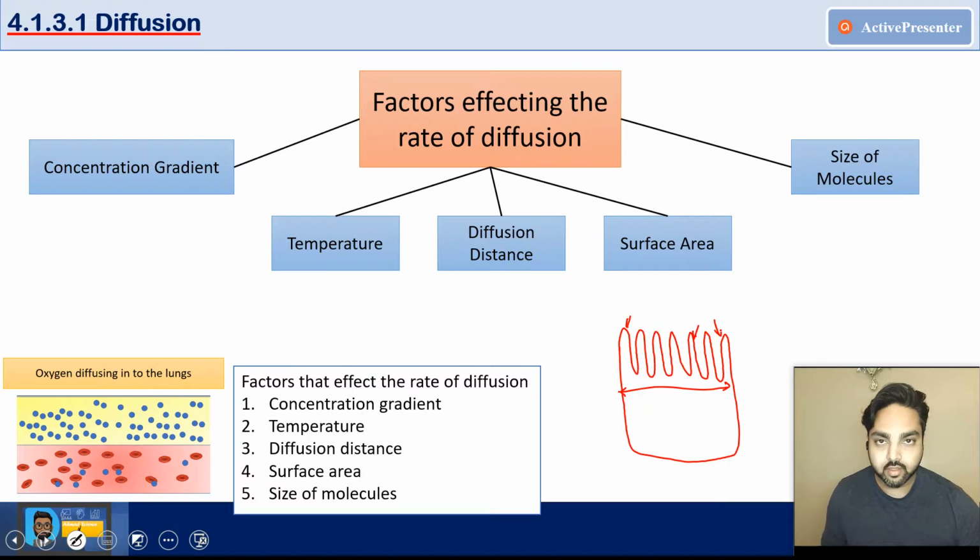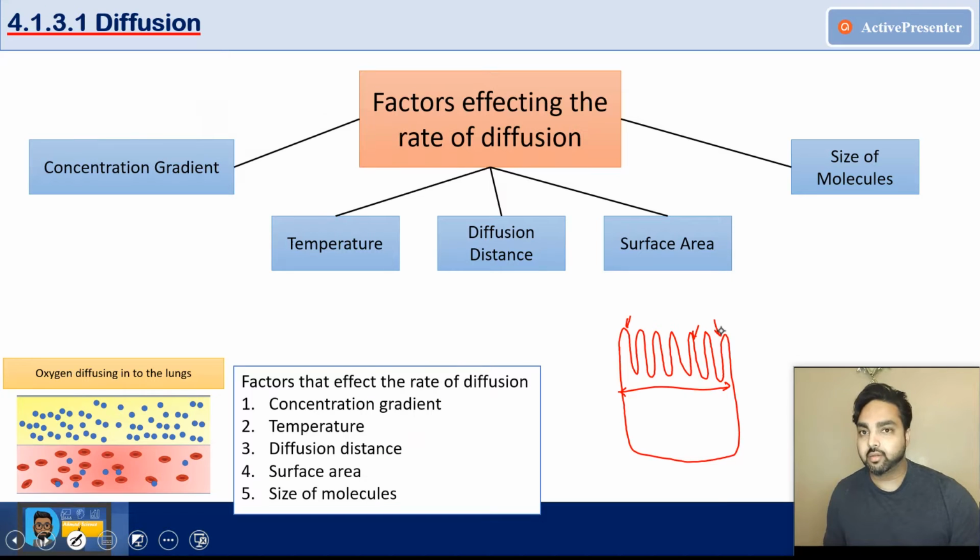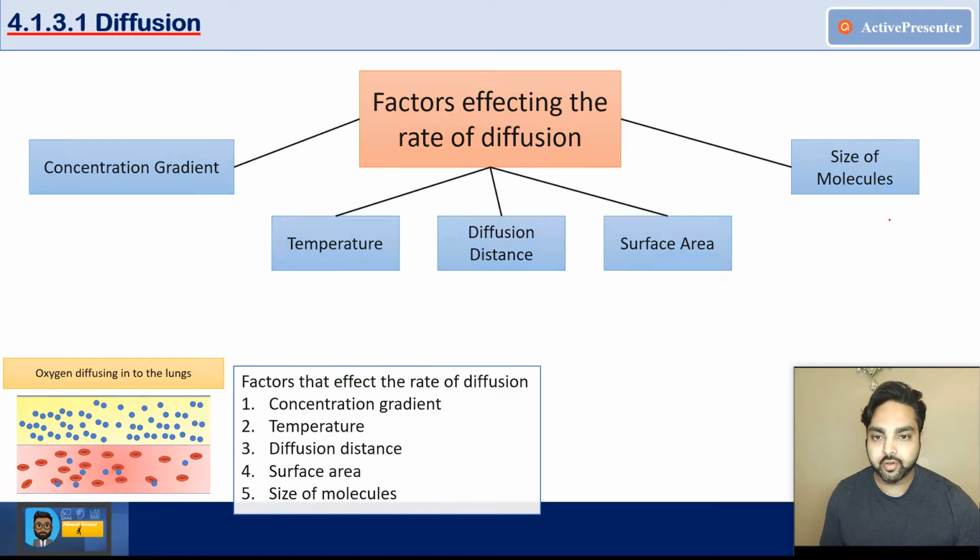And then finally, the size of the molecules. Obviously, the smaller the molecule, the faster the rate of diffusion. The larger the molecule, the slower the rate of diffusion. If you think about molecules like oxygen and glucose, small molecules, they will diffuse across the cell membrane quite easily. So you need to remember five factors that affect the rate of diffusion.